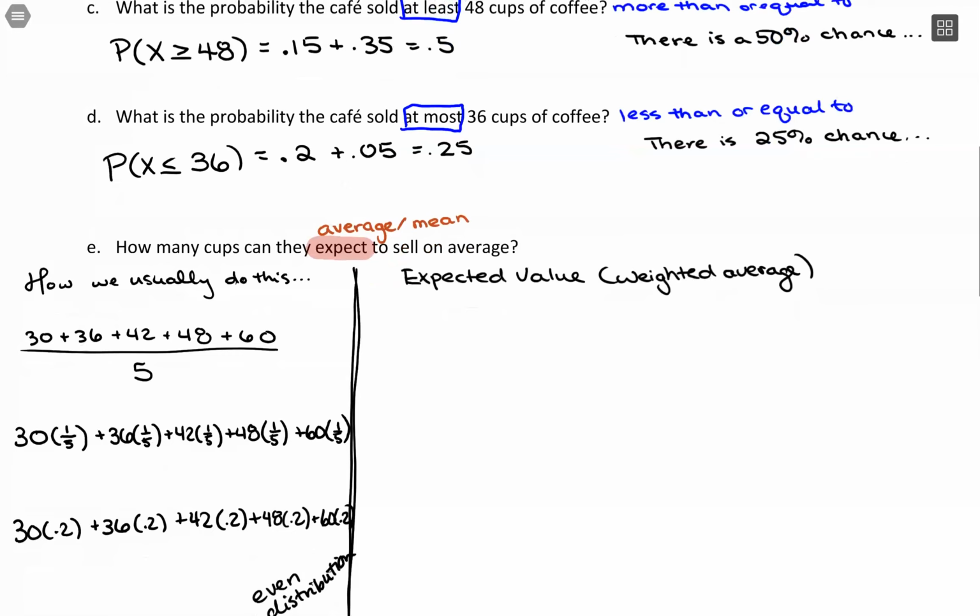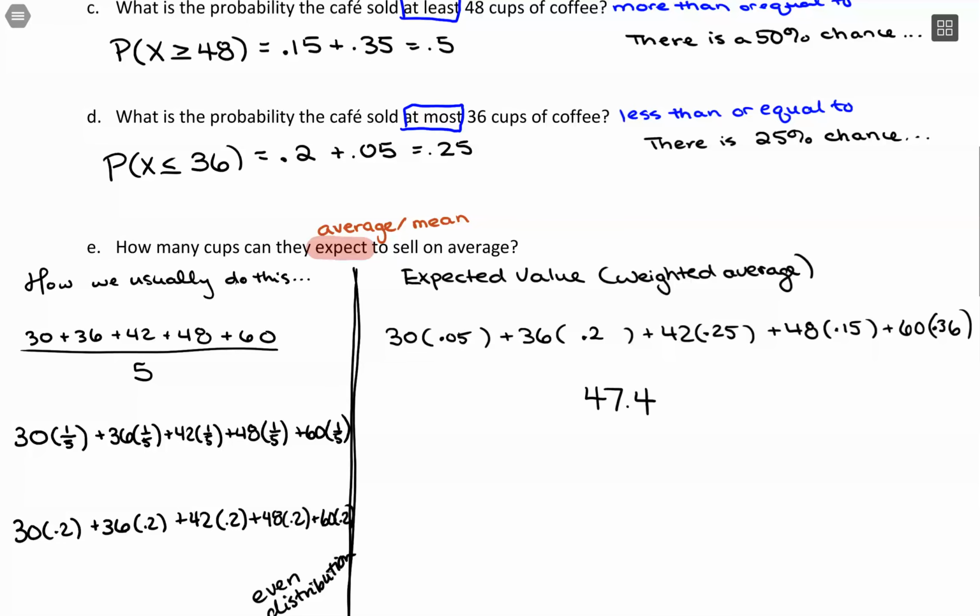So what we're going to do is use the structure that we see down here, where we took each of the outcomes and multiplied by 20% when it was an even weight. But what we need to do is adjust it to the weights that we actually have from our table. So we take each outcome multiplied by its probability. So in our case, that would be 0.05, 0.2, 0.25, 0.15, and 0.35. And if we do that, we'll get 47.4.